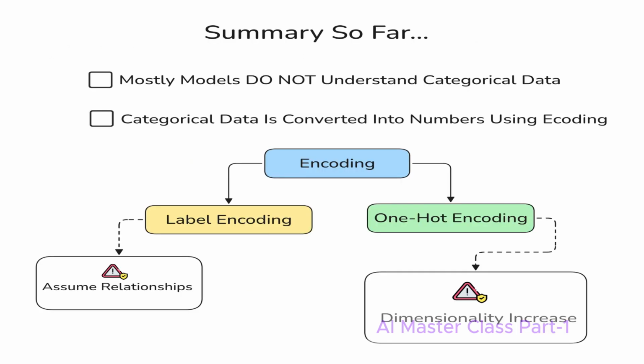We convert it into numbers using encoding. Label encoding is the simplest one, but it can introduce wrong relationships. To fix that issue, we can use one hot encoding, but that can increase the dimensionality. Now, once all the data is in numerical form, there is still one important problem left. Different features can have very different scales, and this can affect how a model learns.